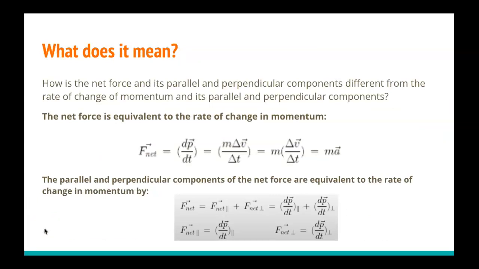To answer the what does it mean question, how is the net force and its parallel and perpendicular components different from the rate of change in momentum and its parallel and perpendicular components? As you can see here, these equations show that the net force is equivalent to the rate of change in momentum, which means that the parallel and perpendicular components of the net force are equivalent to the rate of change in momentum, which can also be seen by the equations at the bottom.